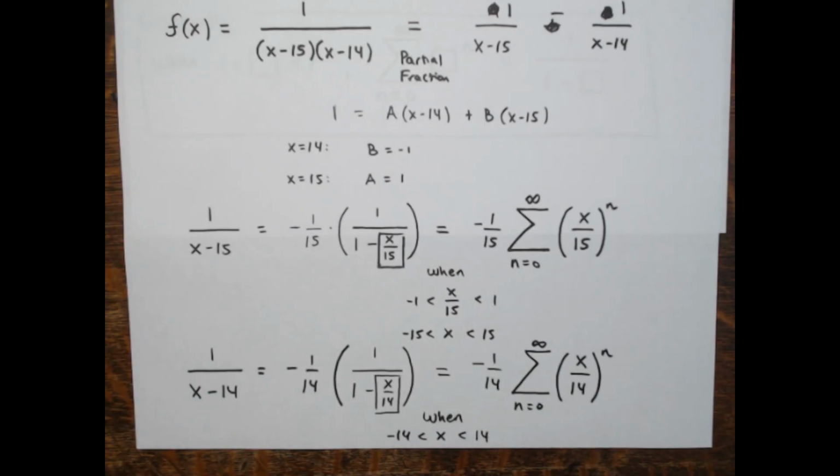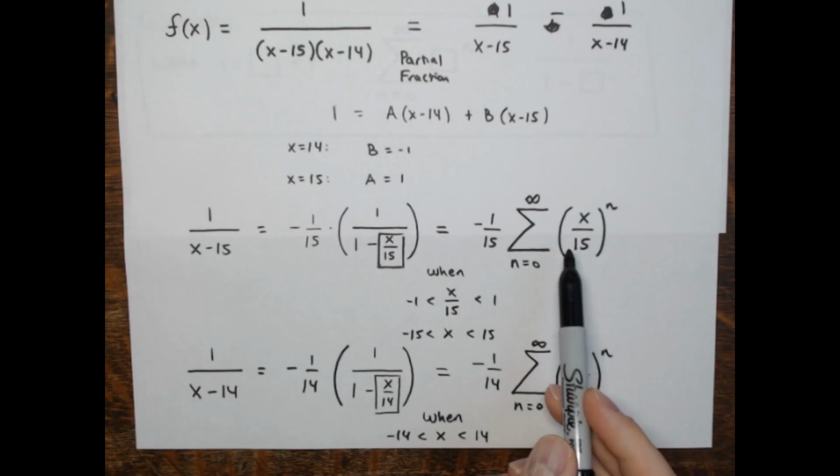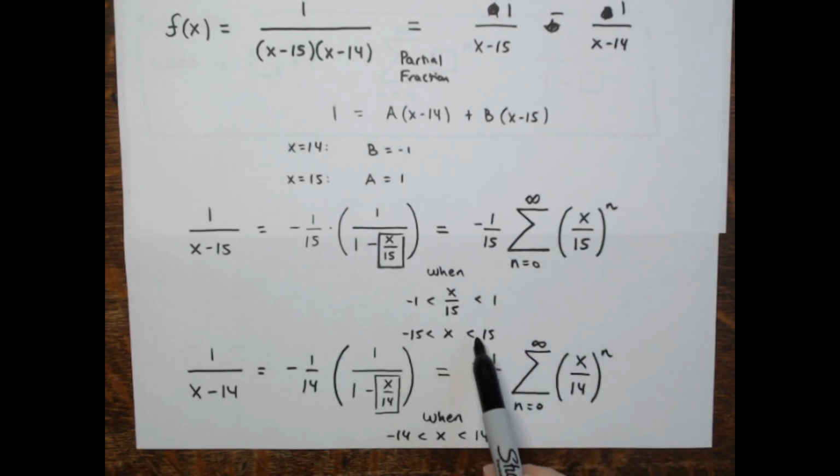Yeah. Now, putting them together, this series up here converges when x is between -15 and 15. This series here converges when x is between -14 and 14. Now, they're not the same, right? Between -15 and +15, between -14 and +14. There are some values up here that this series won't converge to.